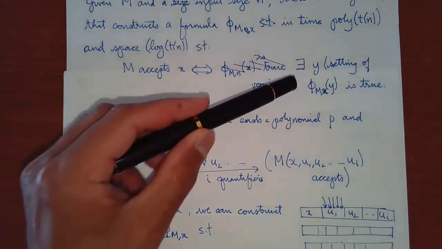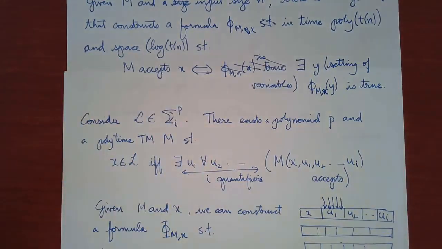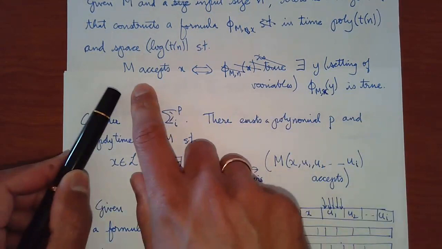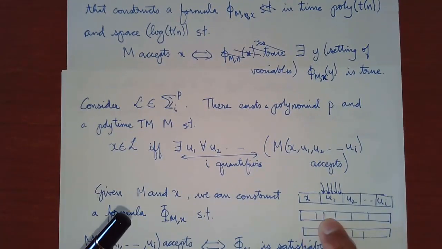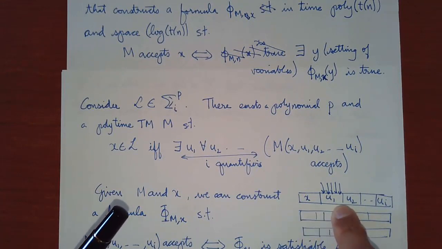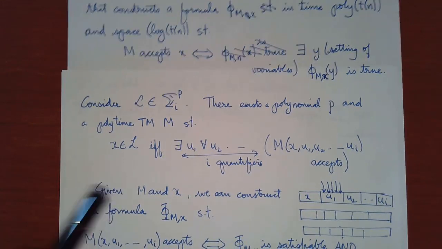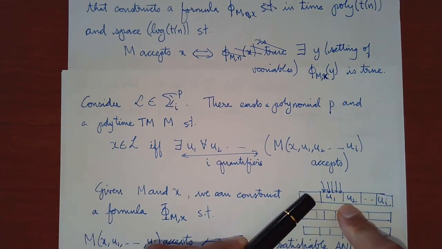There is only one setting of the tableau that can make M on x correct, because M is deterministic. When M is deterministic, every single cell of the tableau is a fixed function of what's there from the previous. If it's non-deterministic, it could be one of multiple things. But if it's deterministic, there's exactly one choice.